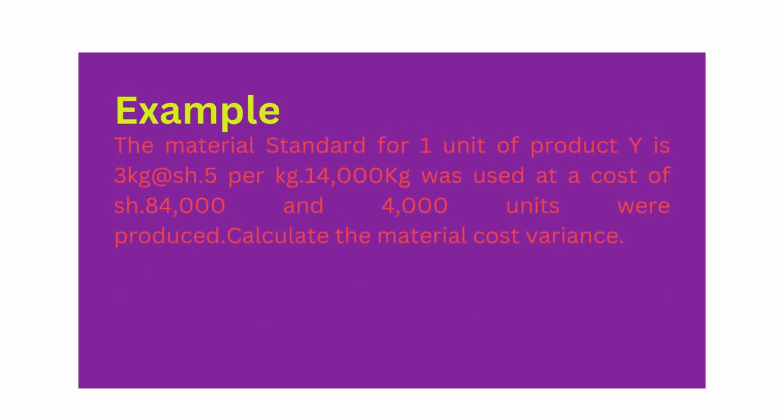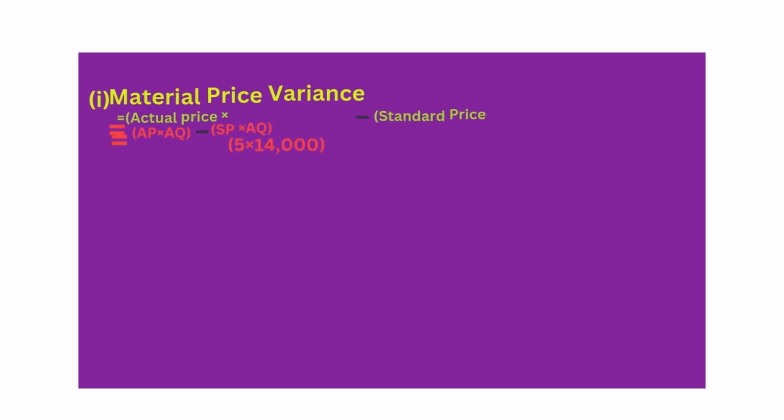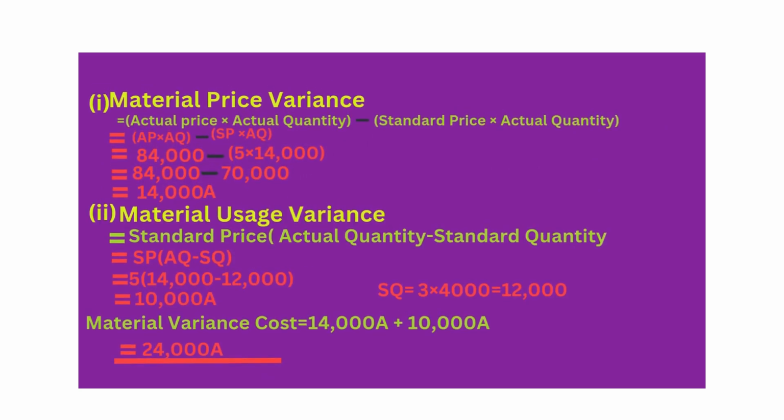Let's have an example to calculate material cost variance. In our example, it says the material standard for 1 unit of product Y is 3 kgs at 5 shillings per kg. 14,000 kgs was used at a cost of 84,000 shillings and 4,000 units were produced. Calculate the material cost variance. Let's now calculate after reading our example.